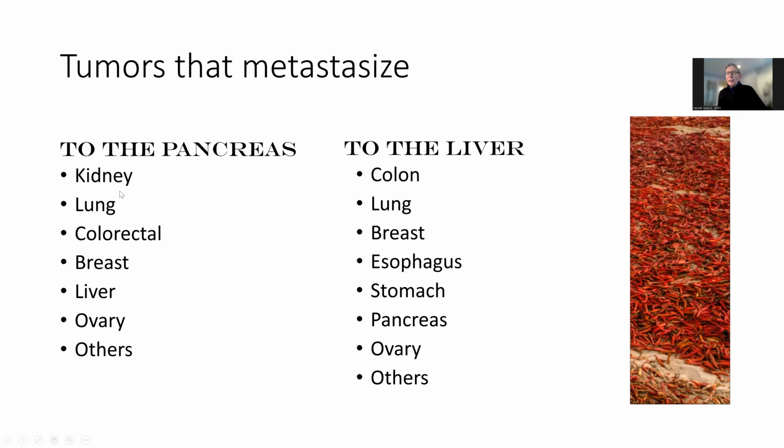So kidney tumors, lung tumors, colorectal tumors, breast, liver, and ovary also can present with masses in the pancreas, and particularly if the primary tumor has already been treated, can occasionally be a source of confusion, either as a metastasis or a second primary. Of course, in the liver, a very similar list, a slightly different array of tumors can present in the pancreas.